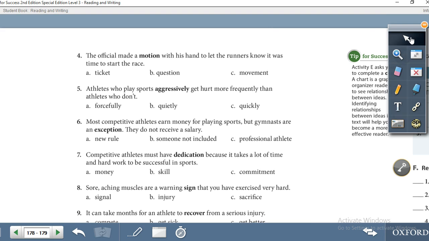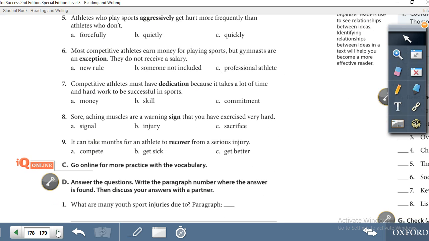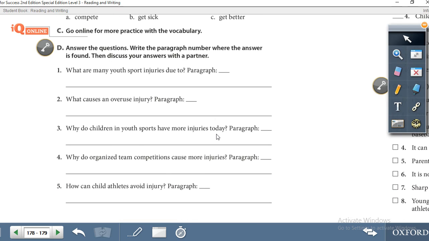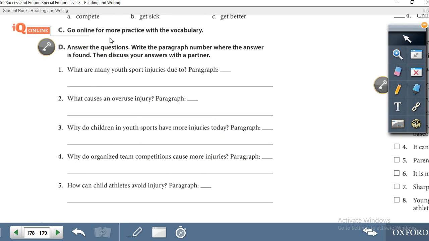So as you can see, that exercise continues on page 178. We will now look at exercise C. Go online for more practice with the vocabulary. So that's something you can do online with your QSkills account. Exercise D below that. Answer the questions, write the paragraph number where the answer is found. Then discuss your answers with a partner.